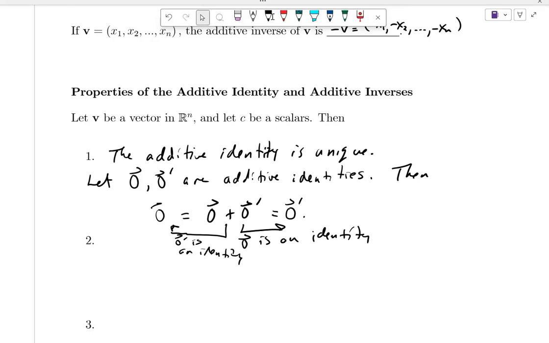Okay. The second one says that the additive inverse of a vector is also unique. Again, you'd prove it the same way. Assume you have 2. Show that they have to be the same. Okay. It's the same type of proof, so that'll be a good one to practice with. See if you can do it. Okay.